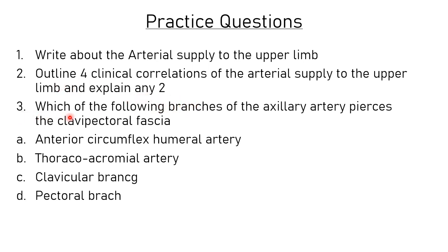Then number 3, which is a multiple choice type of question. Which of the following branches of the axillary artery pierces the clavipectoral fascia? You have the anterior circumflex humeral artery, the thoracoacromial artery, the clavicular branch, and the pectoral branch. Forget about this G, this was a typo error. Remember that we said the thoracoacromial artery pierces the clavipectoral fascia and then gives off four branches, which are the acromial branch, the pectoral branch, the clavicular branch, and the deltoid branch. So our answer here is B.